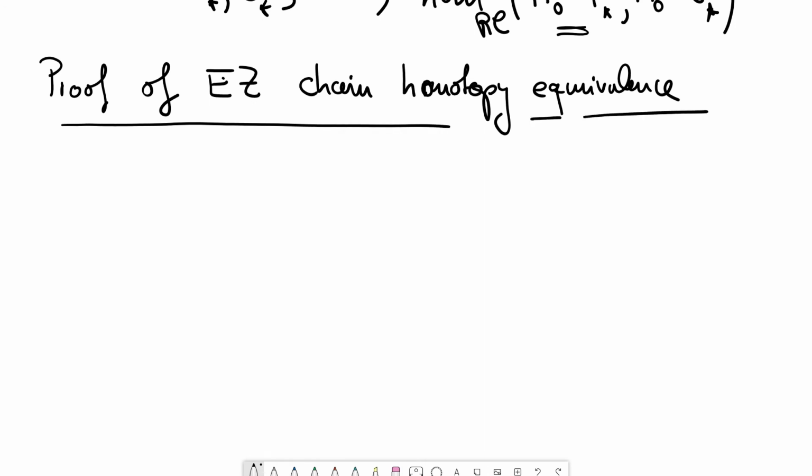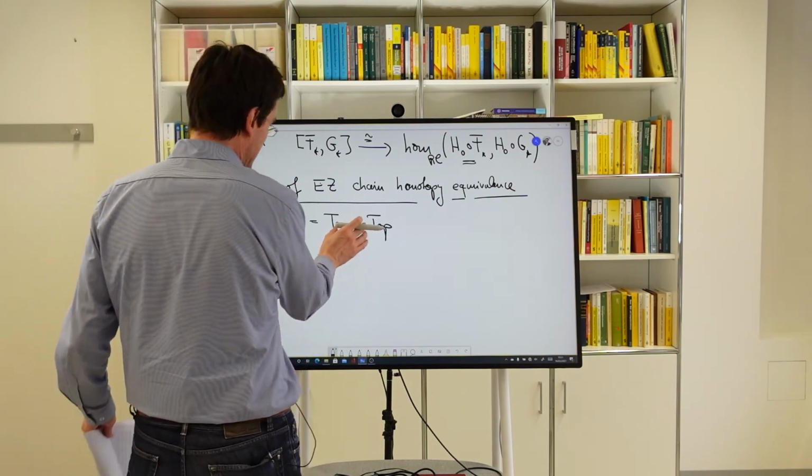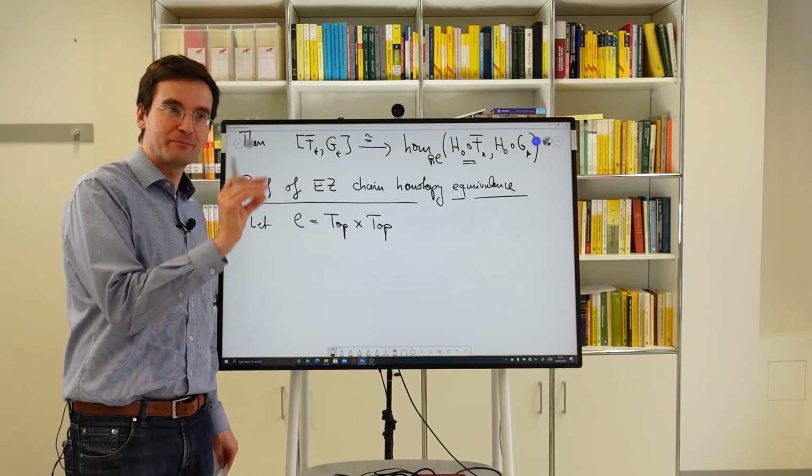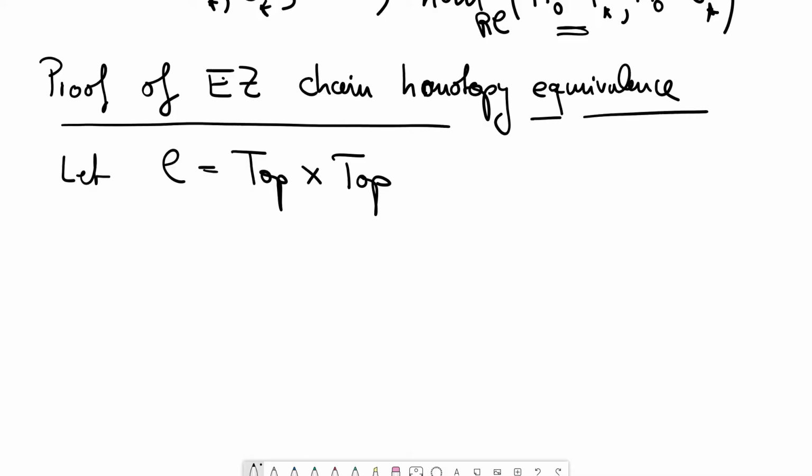What is the category? That's the first question. We're talking about products here, and it turns out the right product category is not Top, but Top times Top. So the category of pairs of topological spaces. And the morphisms in that category are products of maps. So that's the category we're dealing with.